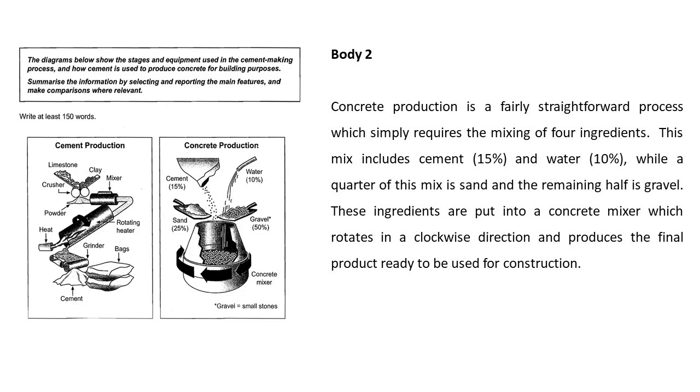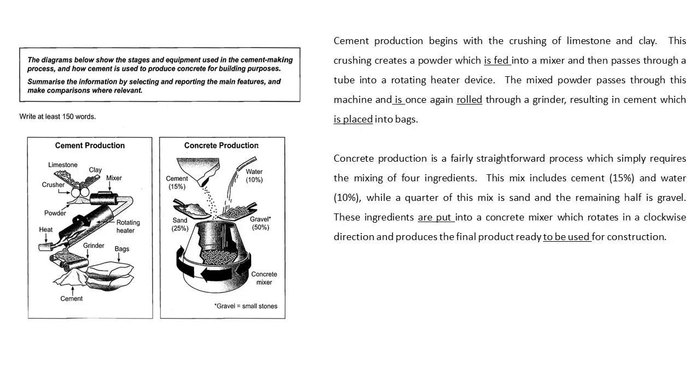Now, the other thing you need to remember is that, as I said before, you need to use passives throughout these. So let's go through. What are the passives from body paragraph 1? Well, we can see in the second sentence we've got 'is fed'. So passive, by the way, is be verb plus past participle. So the be verb 'is' plus the past participle 'fed' into a mixer, and then it passes through a tube and a rotator. Next one is once again rolled. So 'is rolled' through a grinder.